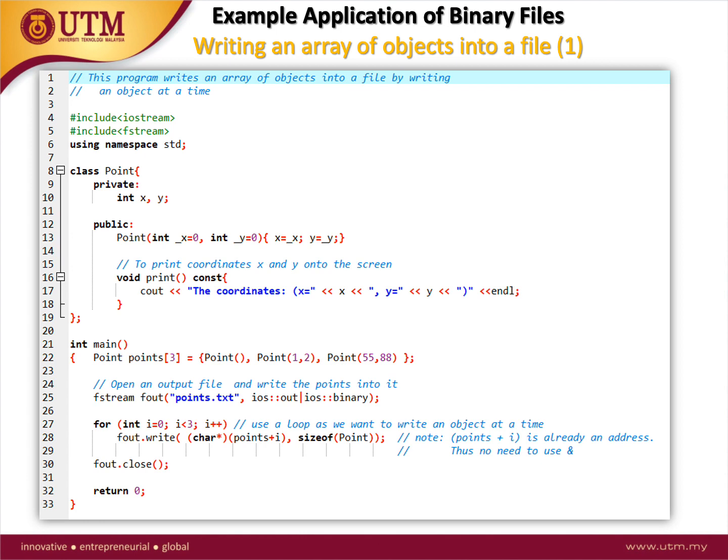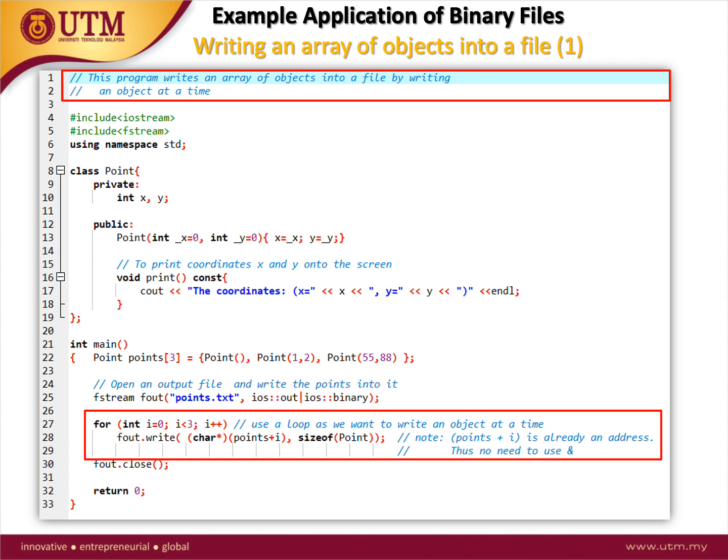Here you can see is the loop. We use a loop as we want to write an object at a time. Just now I said that we already declared 3 Points, right? So let's say first we initialize i equal to 0. Since we have 3 objects declared, the looping process will loop through 0, 1 and 2. So that's why we have the condition i less than 3.